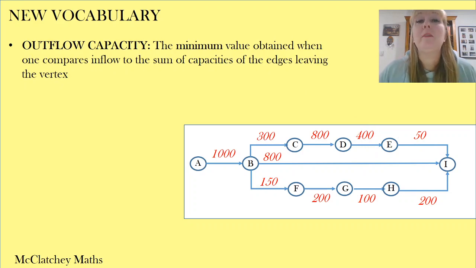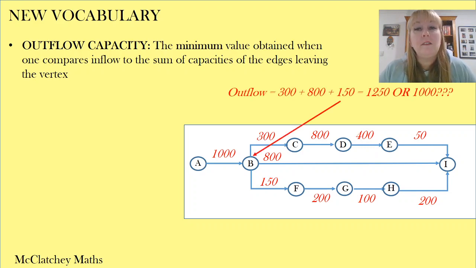In the same way that inflow capacity is about the capacity of the edges coming in, outflow capacity is about the edges coming out. And sometimes you're going to have an amount coming in and an amount coming out. So now I want you to think in terms of how that would work logistically in real life. For example, in this diagram below, I've got 1,000 coming into vertex B, or I can look at it as the outflow capacity is the 300, 800, and 150. So these are the different edges coming out. They've got a collective capacity of 1,250.